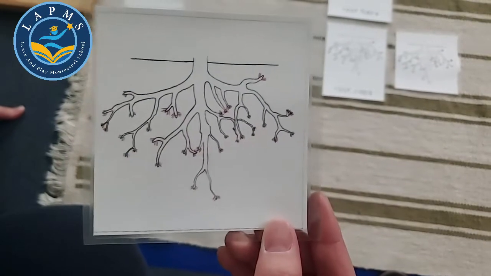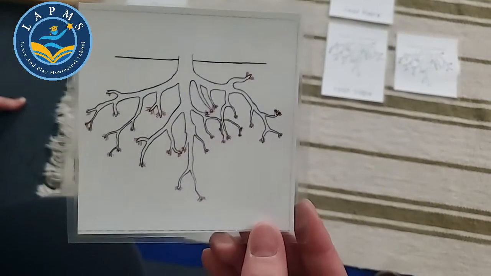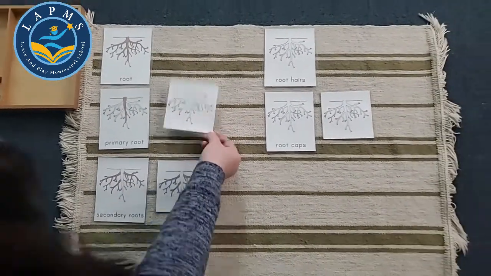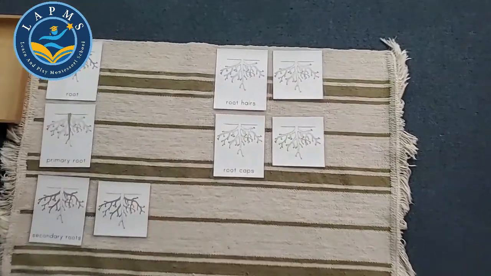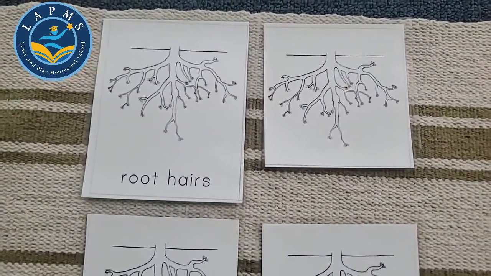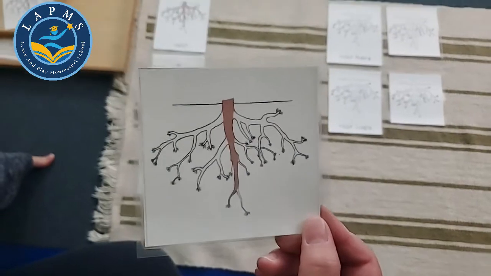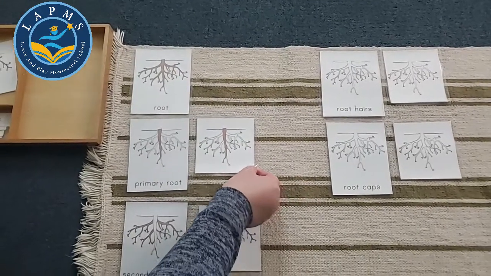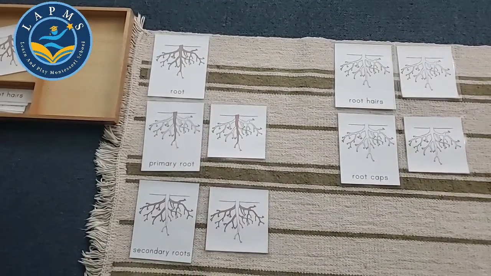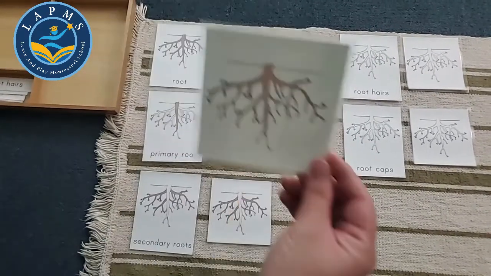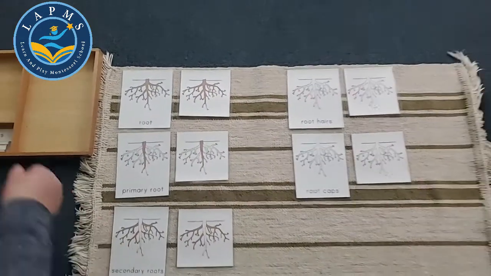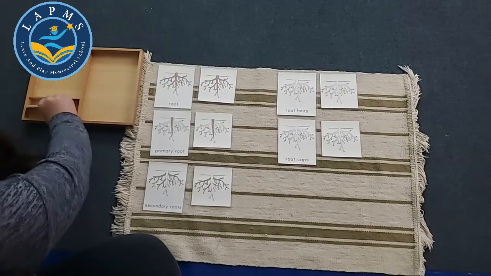Next, we have this one. What do you think it is? Is it root, primary root, root hairs? That's right, they are root hairs. Okay, how about this one? What do you guys think this one is? Is it root or primary root? That's right, they're primary roots. Okay, and our last one is the root system. Okay, so we've matched the pictures. Now let's match the words.